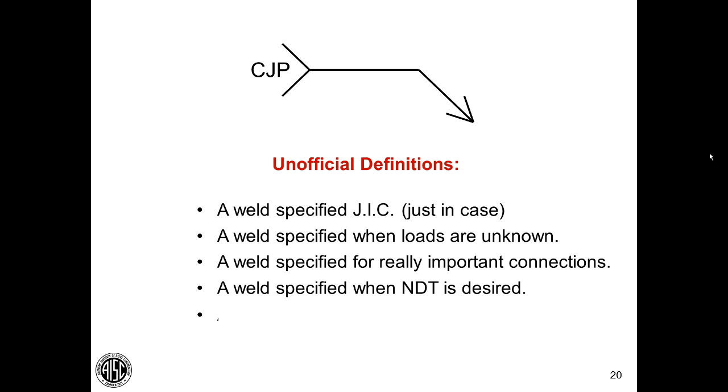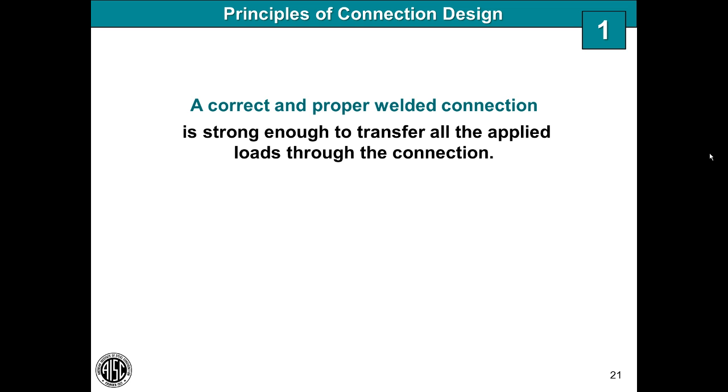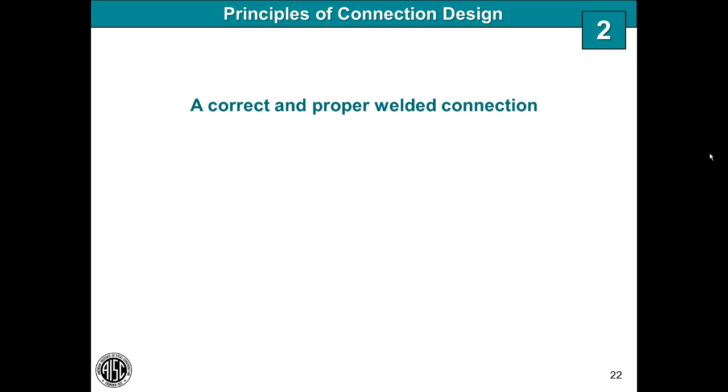And the fifth and final example is a weld specified when no one wants to calculate the weld size. I fear this is commonly the situation. Instead of evaluating the required fillet weld size for an application, it's really easy for somebody to cop out and just say, use a CJP and go on to the next project. Well, the principle is that we need to make sure that our welds have enough strength to transfer all the applied load through the connection. And it doesn't need to be any stronger than that. Principle number 2, a correct and proper welded connection has a clear and direct load path.